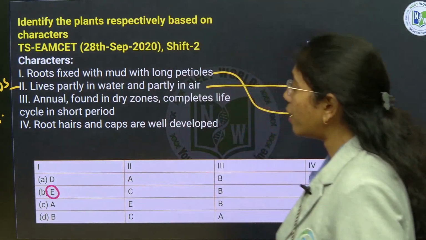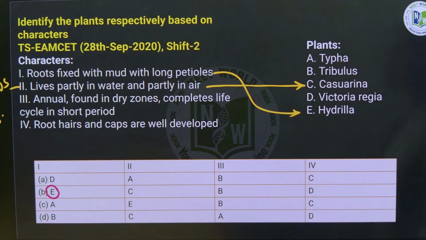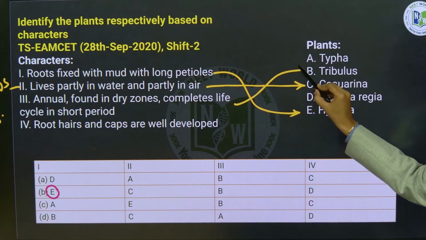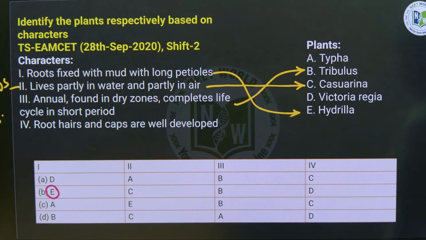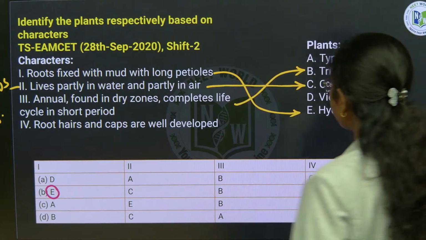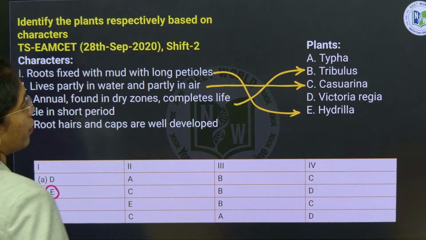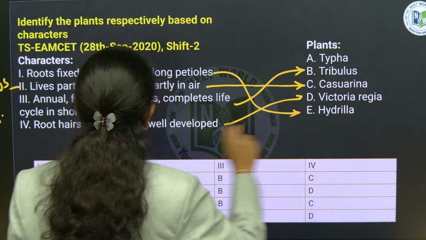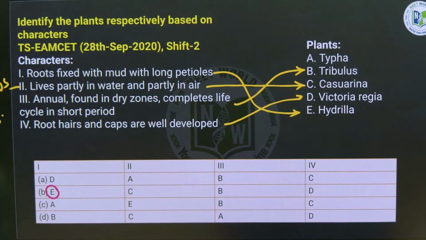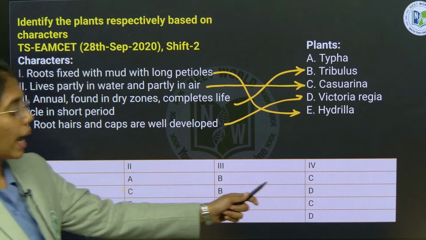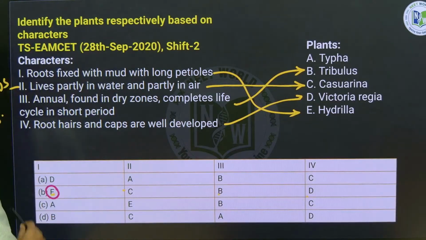Annual and found in rhizomes, completes life cycle in short period. It is Tribulus, this completes life cycle in short period. Root hairs and root caps are well developed in Victoria regia. These are not present in hydrophytes, root caps. Fine, right? It is in Victoria regia. So, here what will be the right answer? E, C, B and D. Fine, right? Which is option B. Any doubts anywhere?